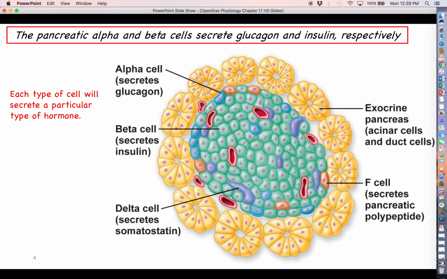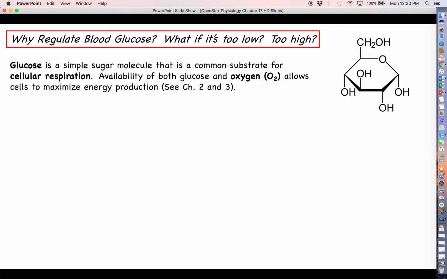As I was saying, there are four different types of cells here. Alpha cells secrete glucagon, beta cells secrete insulin, delta cells secrete somatostatin, the same somatostatin that is also secreted by the hypothalamus, although it does not act as a hormone in this case. And finally, the F cells secrete a hormone called pancreatic polypeptide, which really only has effects on regulating the functions of the digestive system.